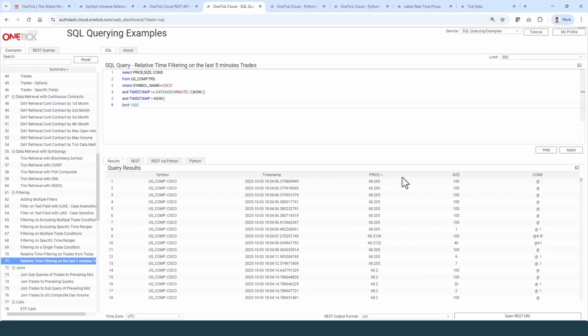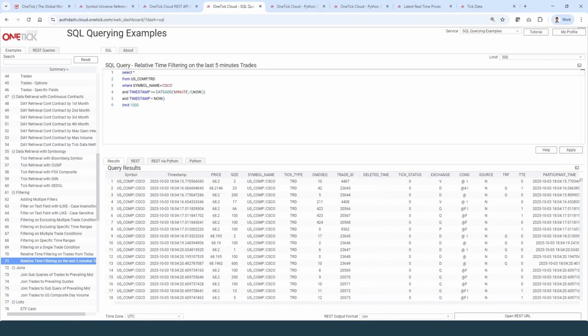Here I'm just asking for the price, size and trade condition fields. If I wanted all of the fields, apply. Now I'm coming back with that data. So whether we're looking historically or we're looking live, it's the same query logic. And you can span both historic, so back yesterday, today, up to the live point.